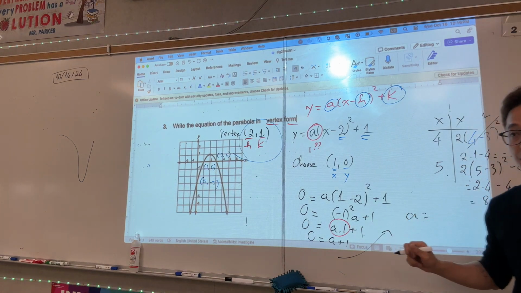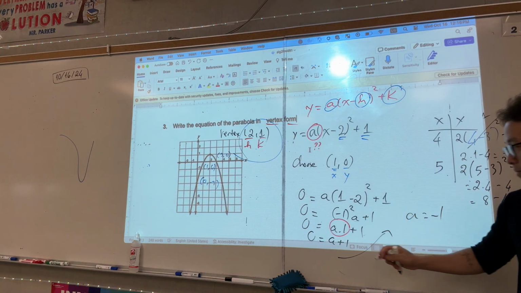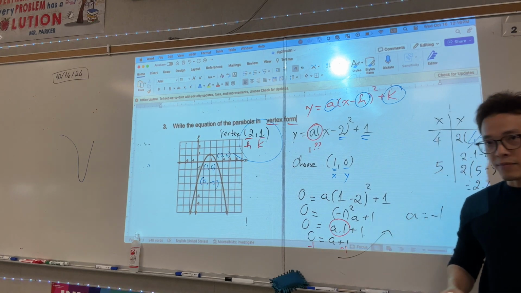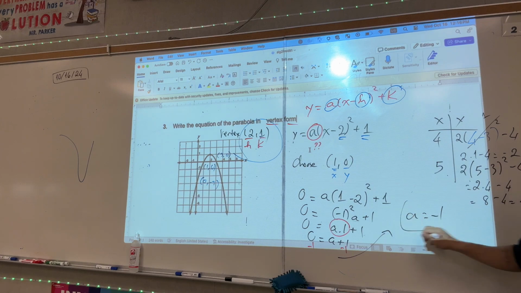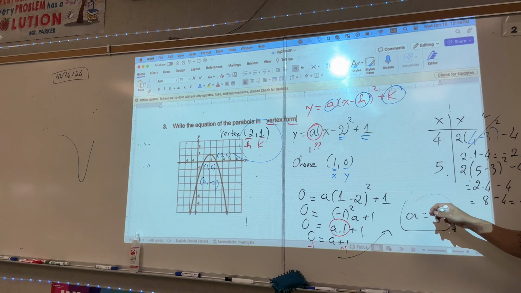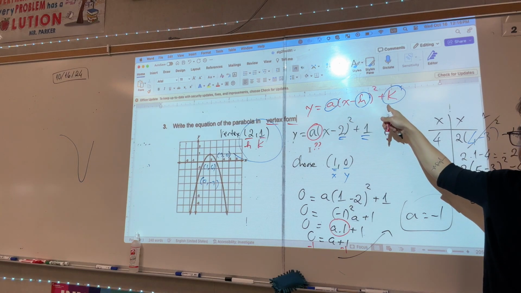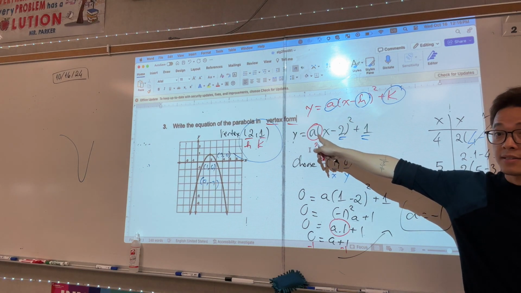A equal to? -1. See, you can probably make a lot of mistakes already. Yeah, a equal to -1. Can you stop right here? You haven't given me the final answer, even though you have all the information. When you know the a, where do you plug it in? You plug it into the original one, or into the one that you have been working on?